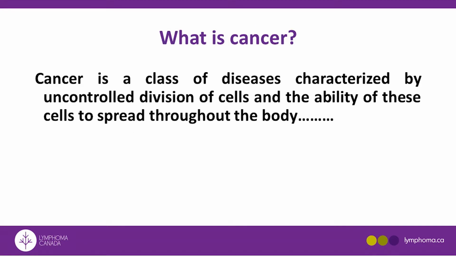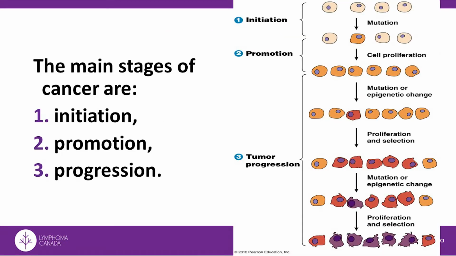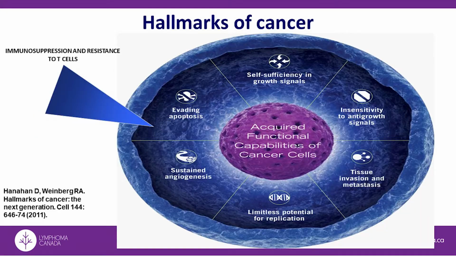So what is cancer? Cancer is a class of diseases characterized by uncontrolled division of cells and the ability of these cells to spread throughout the body. All cancers go through three phases: initiation, promotion, and progression. Initiation is when the cell of origin of the cancer gets transformed by genetic damage. Promotion is the provision of factors that tell the transformed cell to grow, and in the process of growing, it acquires additional mutations and undergoes progression and becomes more malignant and results in symptoms that need treatment.